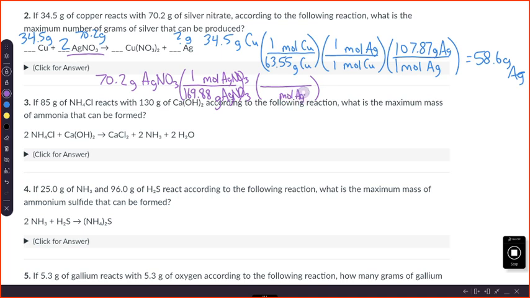Mole AgNO3 to the bottom. Mole of silver to the top. 1 mole of silver is ratioed to 2 moles of silver nitrate. No, I'm sorry, I didn't balance this correctly. That should be a 2 right there. Sorry about that. So that's going to be a 2 right there. And now 1 mole of silver still has a mass of 107.87 grams.